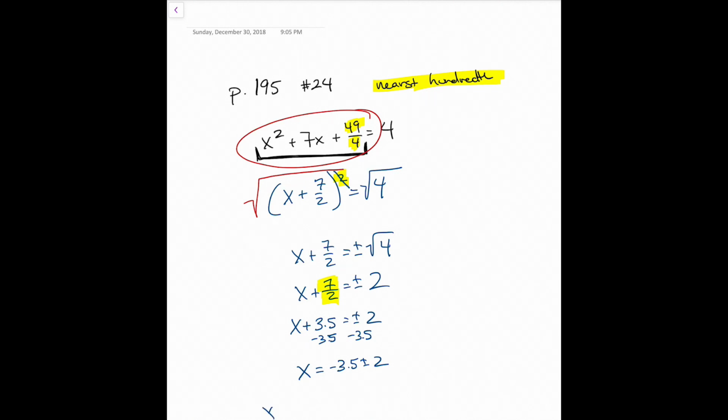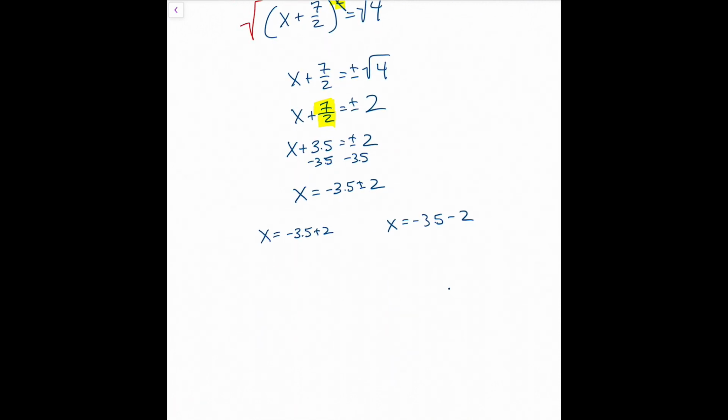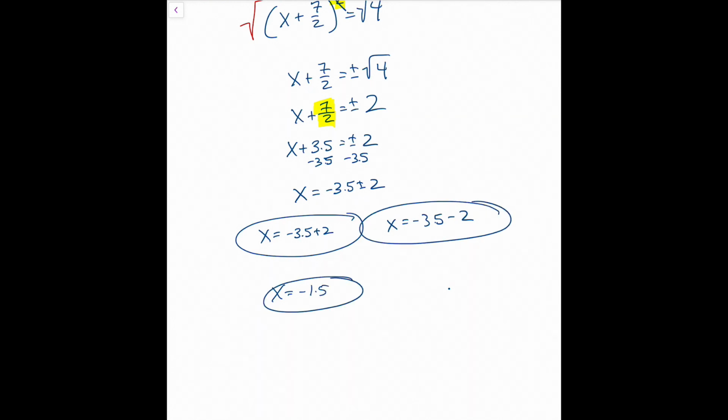Right? So I have x equals negative 3.5 plus 2, and x equals negative 3.5 minus 2. And this one is x equals negative 1.5, so there's one of my zeros. And then my second one is x equals negative 3.5 minus 2, which is negative 5.5. And then here is my second answer. So these are my two zeros using the square root property.